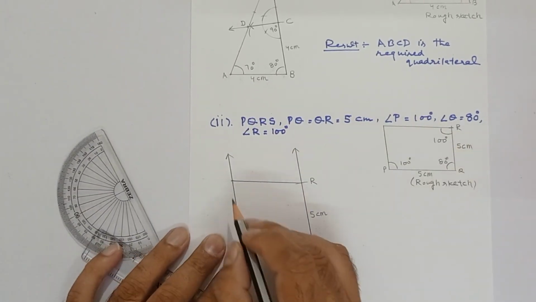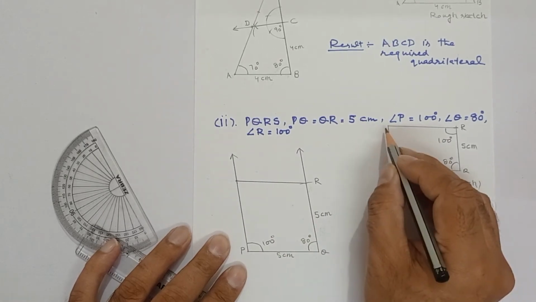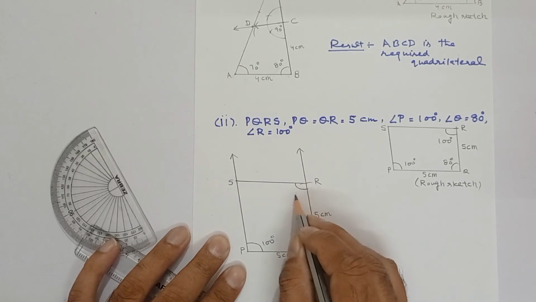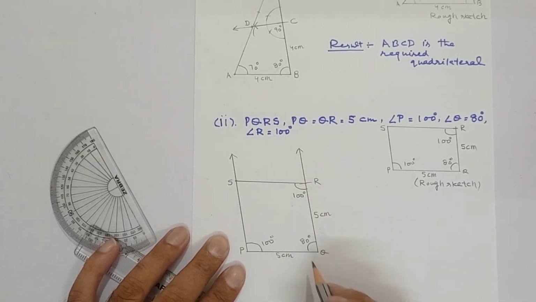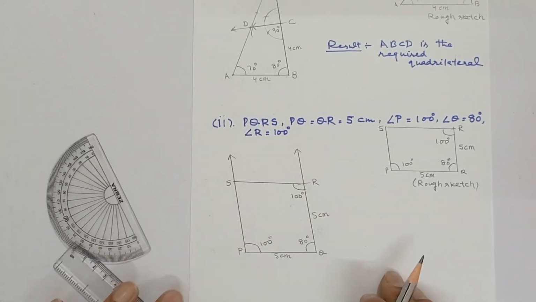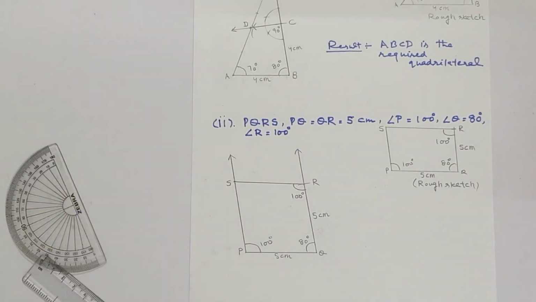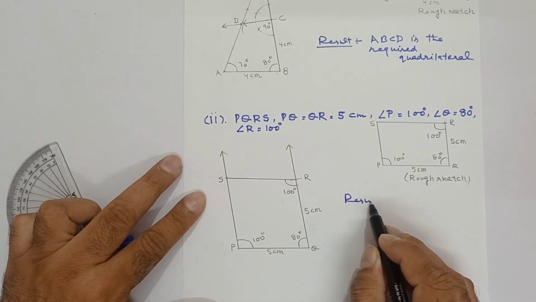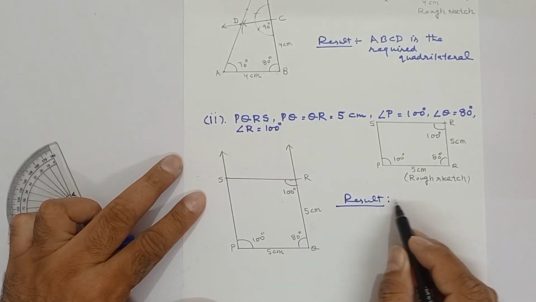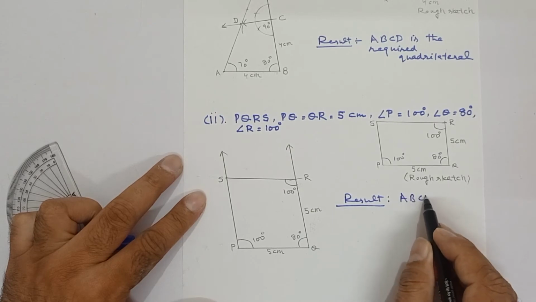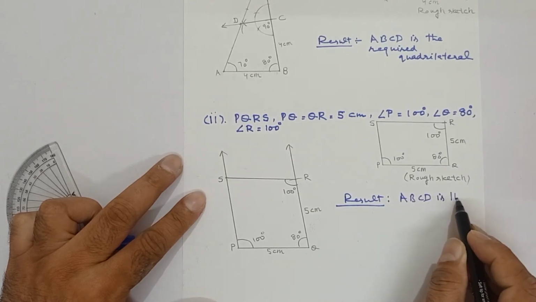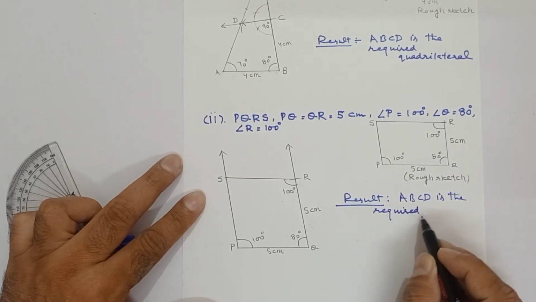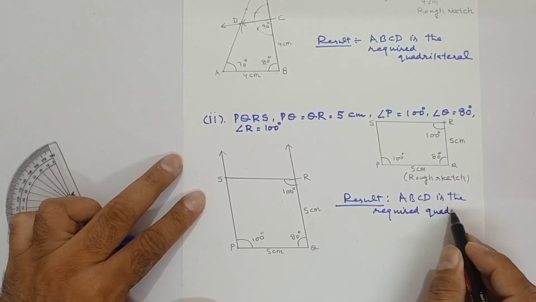This is joined. This is PQR. This was in rough sketch S point. Here is S point. This is 100 degree. So all things are labeled. Now you need to write the result. In result we will write ABCD is the required quadrilateral. ABCD is the required quadrilateral.